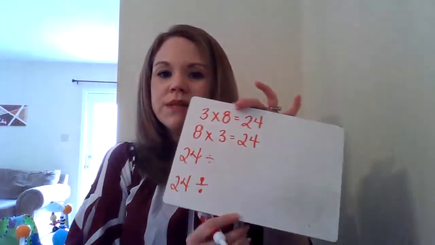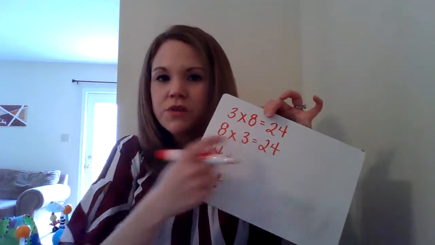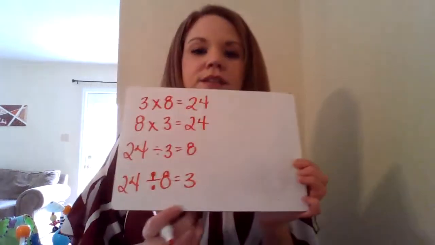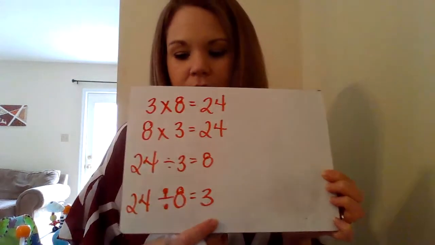So now I'm going to take that product of the multiplication problems and it's going to become the first number, the dividend, in my division problems. 24 divided by, and look, once again, I can just do whichever number I want first. So I'm going to do 24 divided by 3 equals 8. 8 is the quotient, the answer on that problem. 24 divided by 8 equals 3, and 3 is the quotient or the answer on that problem.